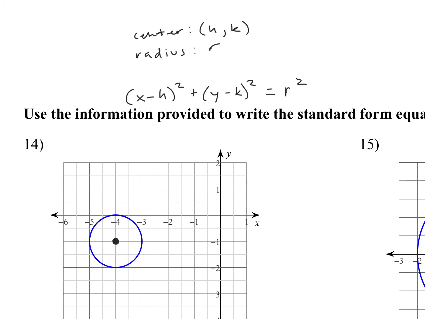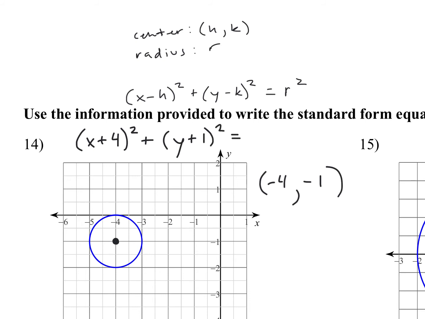What is this point for our center? So remember, the x-axis comes first, so we move, perfect, -4, -1. So we have x, if we have minus a negative number, what does that turn into? A plus. So x plus 4 squared plus y. Again, we have minus -1, so this would be y plus 1 squared.